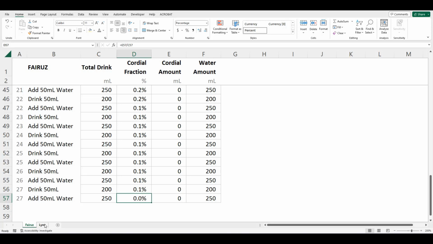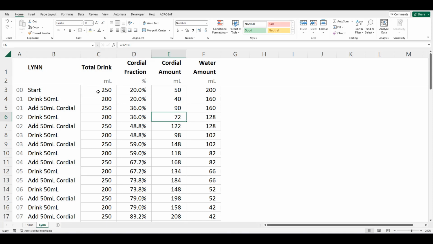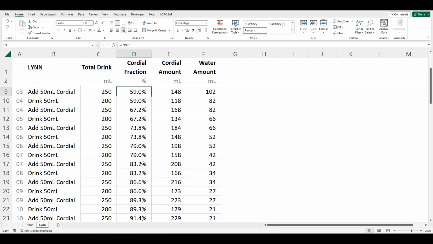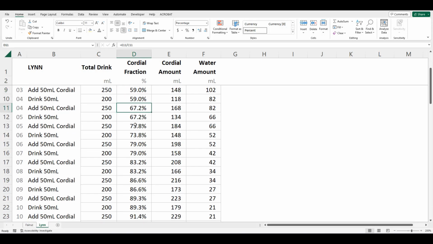Now, in a similar fashion for Lynn, same setup, start with the 250, 20% of it cordial, and so on. This time the percentages get bigger because we're replacing the mixture with pure cordial. So the cordial fraction goes up to 36, then 48.8. That's what we calculated manually. And then it keeps going up, 59, 67.2, and so on.